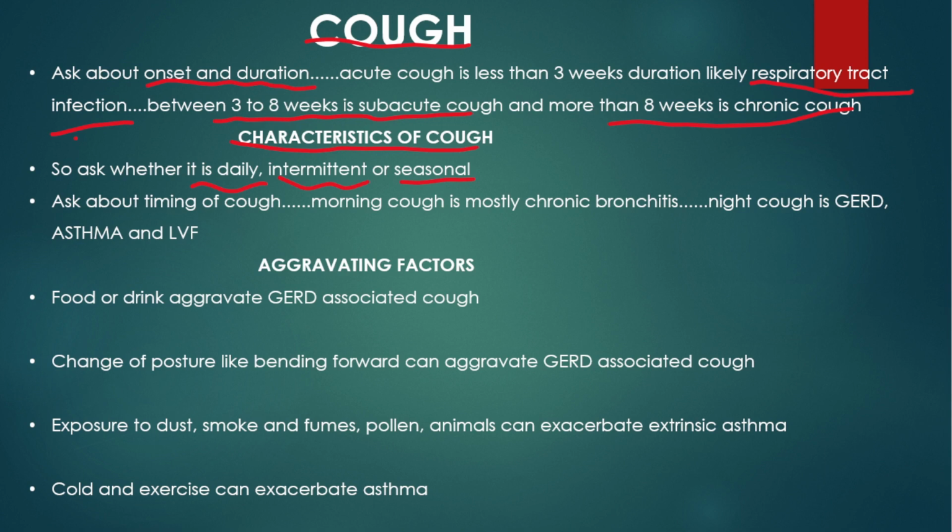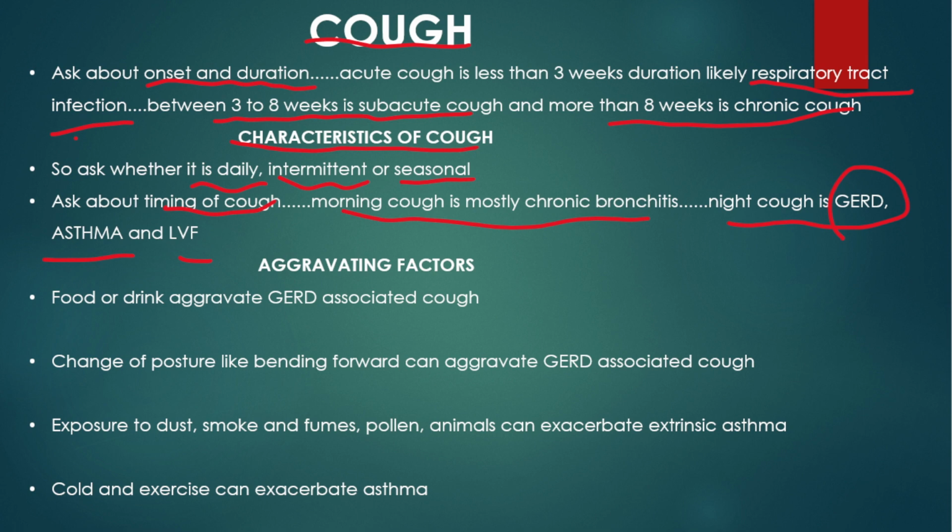Then ask about the timing, which is very important. Morning cough is usually chronic bronchitis, while night cough is gastroesophageal reflux disease, asthma, and then left ventricular failure. It causes night cough more. So characteristics have to include the timing of the cough.